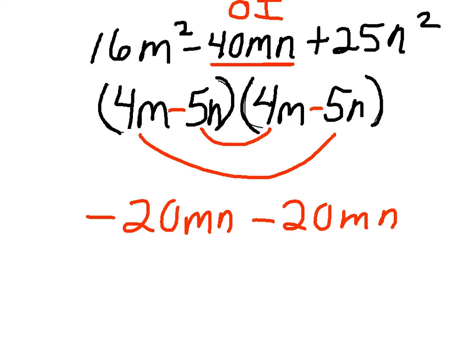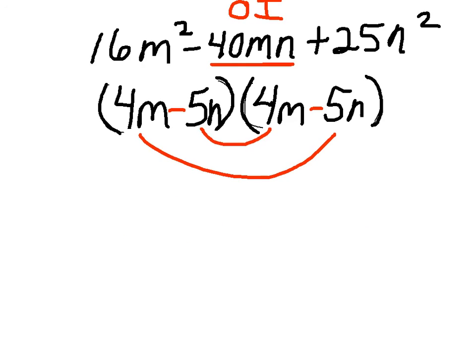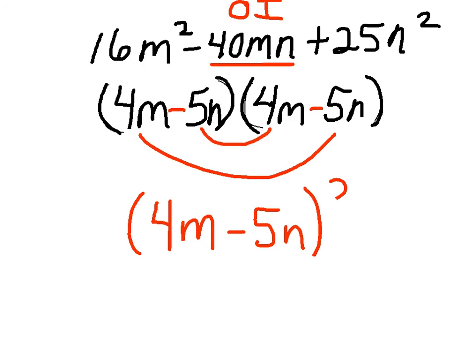Now this has a special type of name. It's a special product, and they call this a square binomial. It's a square binomial because we can take both of these and rewrite it. Because there are two identical factors, I can shorten this by writing 4m minus 5n to the second power. Now, if you factor it out and you left it this way, I'd be just fine with that. You don't necessarily have to shorten it and put it to the second power.